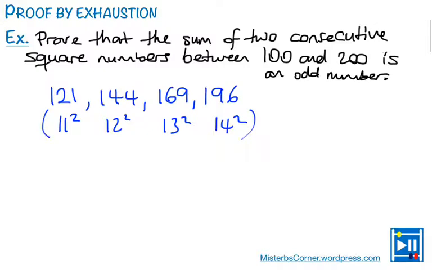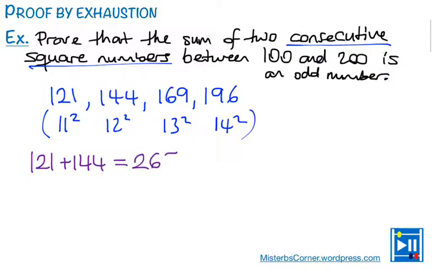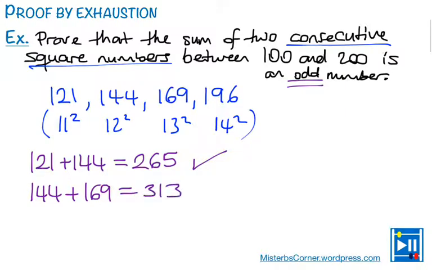It says consecutive square numbers, so I will first consider 121 and 144. If I add them, I get 265. So it is an odd number. Tick. Next, I have 144 and 169. Well, this will add up to 313. Again, an odd number. Tick. And we have now 169 add 196. Now this will add up to 365, which is an odd number.